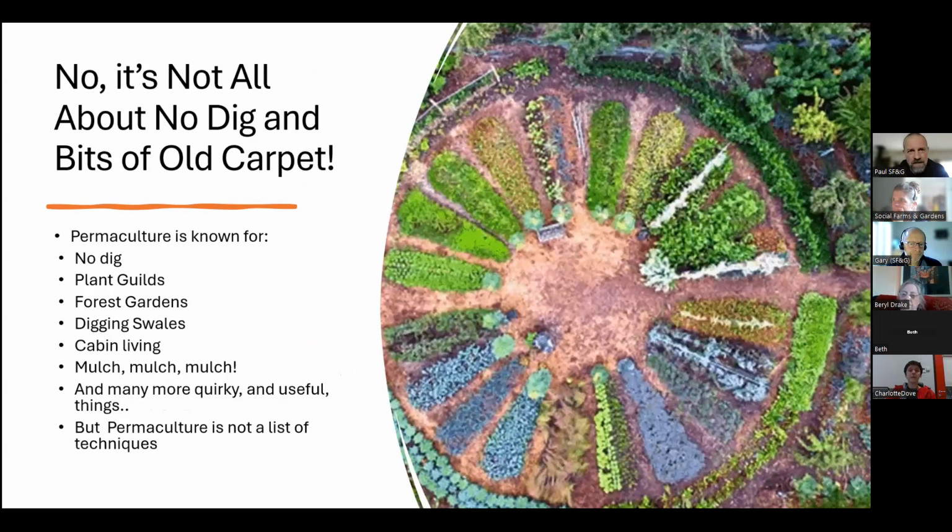So here's Sarah. It's not all about no dig, and it's not all about bits of old carpet, which certainly used to be the idea when allotment committees used to be outraged by the idea of a permaculturalist having an allotment. Permaculture is not a list of techniques, is the takeaway from this slide, but that's the way most people approach it. I once had a conversation with someone in France, and they said, "Oh, yeah, I know about permaculture. It's about using paillage, right? It's about using a straw mulch." And that was it for them.